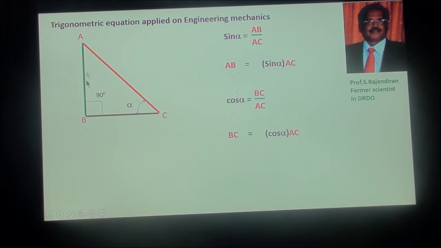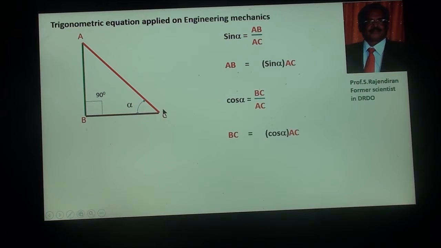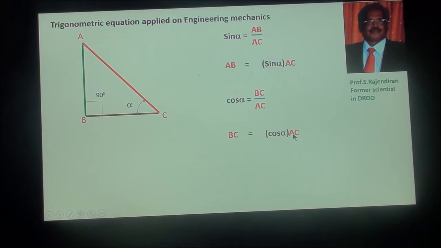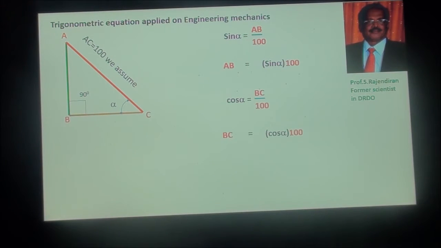So if you want this AB, you get sin alpha into AC. Similarly, if you want BC, you get cos alpha into AC, where AC is the hypotenuse. Now in this problem, I simply replace AC as 100. So you get AB equals sin alpha into 100, where we consider the alpha. Similarly, if you want BC, BC equals cos alpha into 100.